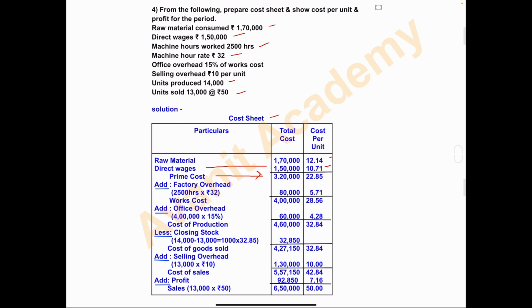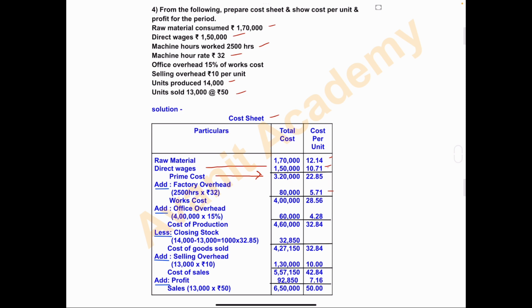So we'll write here: add factory overhead, in bracket write machine work for 2,500 hours into rate per hour is rupees 32. So 2,500 into 32, you will get 80,000. This is the total factory overhead. Now we have to get cost per unit. So 80,000 divided by 14,000, you will get 5.71.